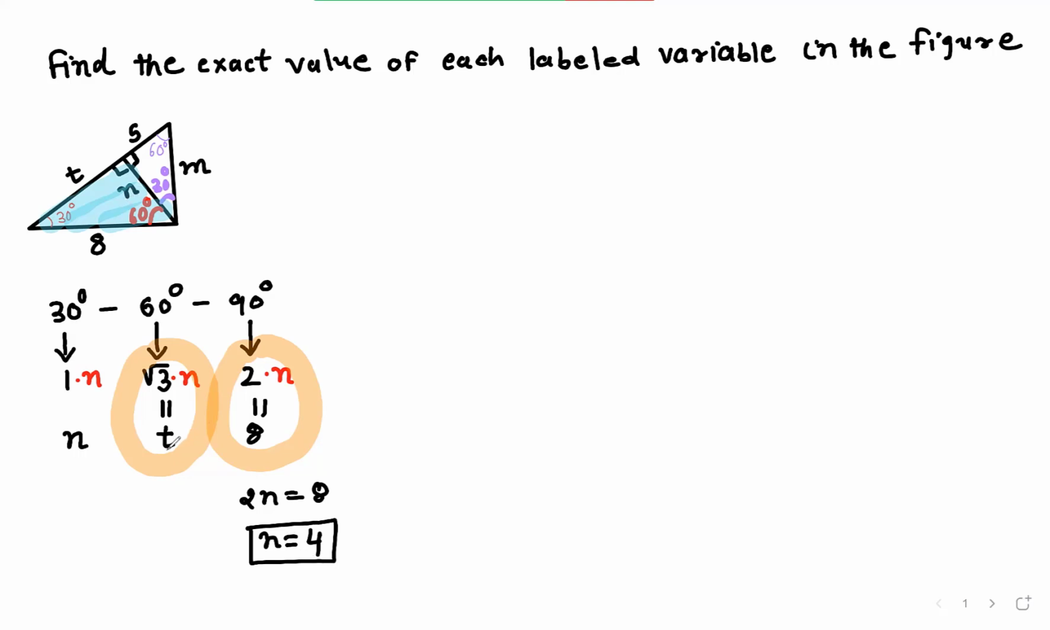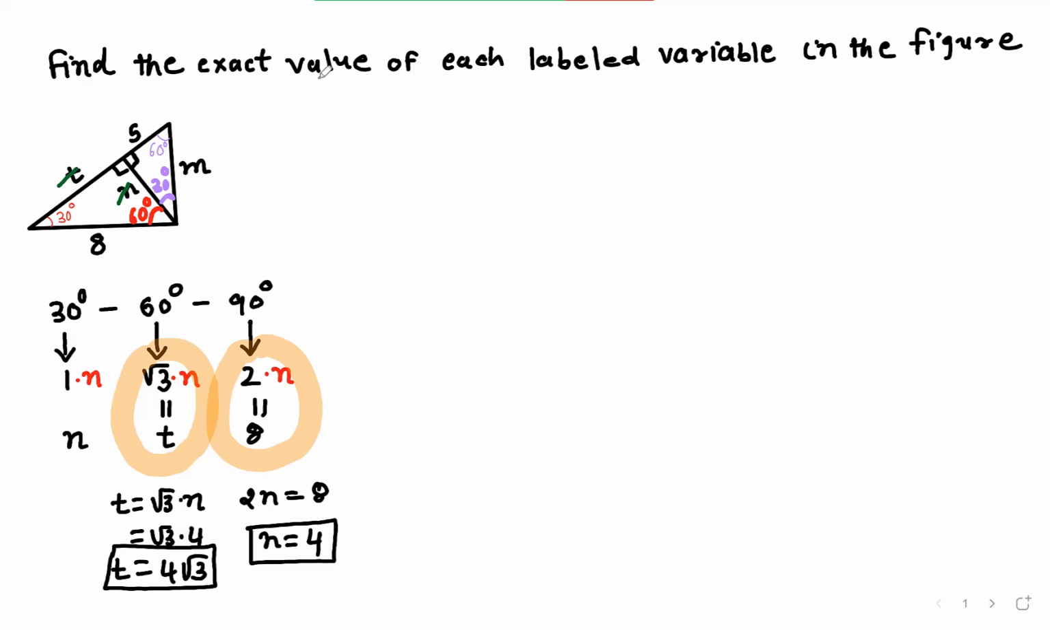Now we will find t using this equation. So we can see that t equals square root of 3 times n. We will plug in n equals 4, so we get square root of 3 times 4, which is basically 4 radical 3. Now the remaining lengths are m and s. For that we will use this particular triangle, but don't forget this n is the length of the side opposite to the 60-degree angle. We already have the value for it, which is 4. So don't forget that part.